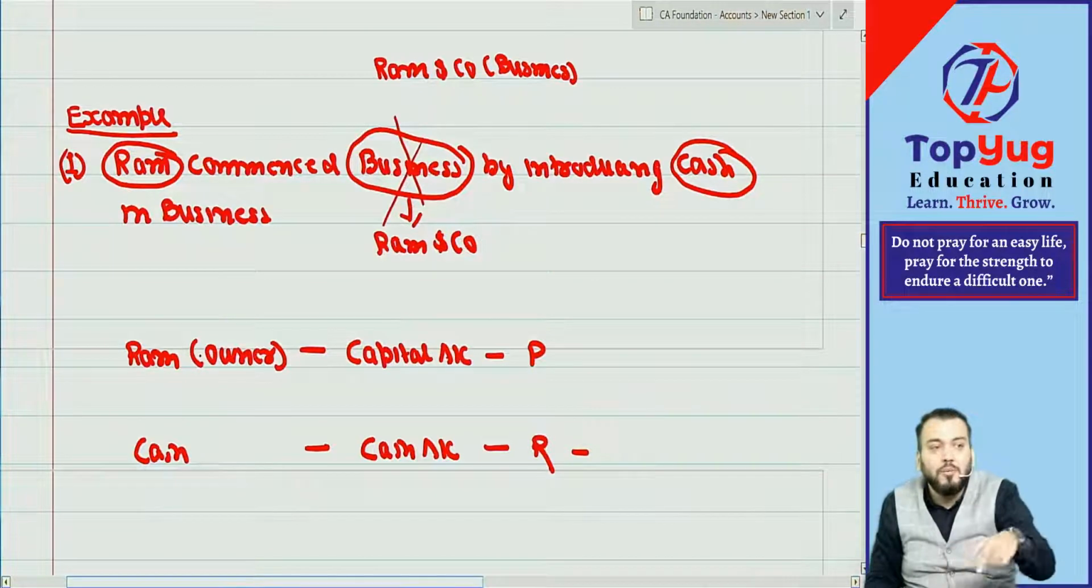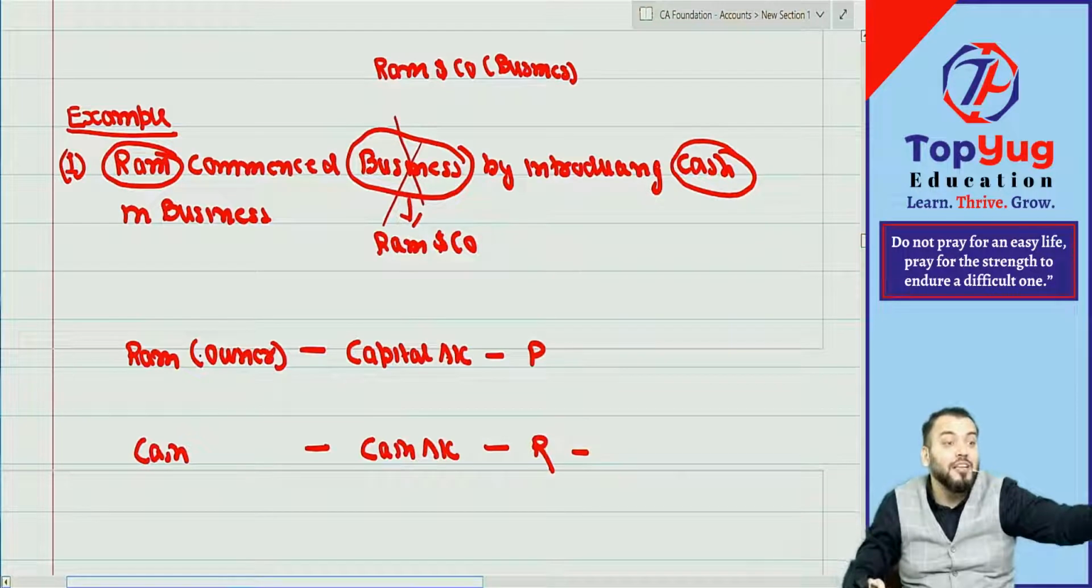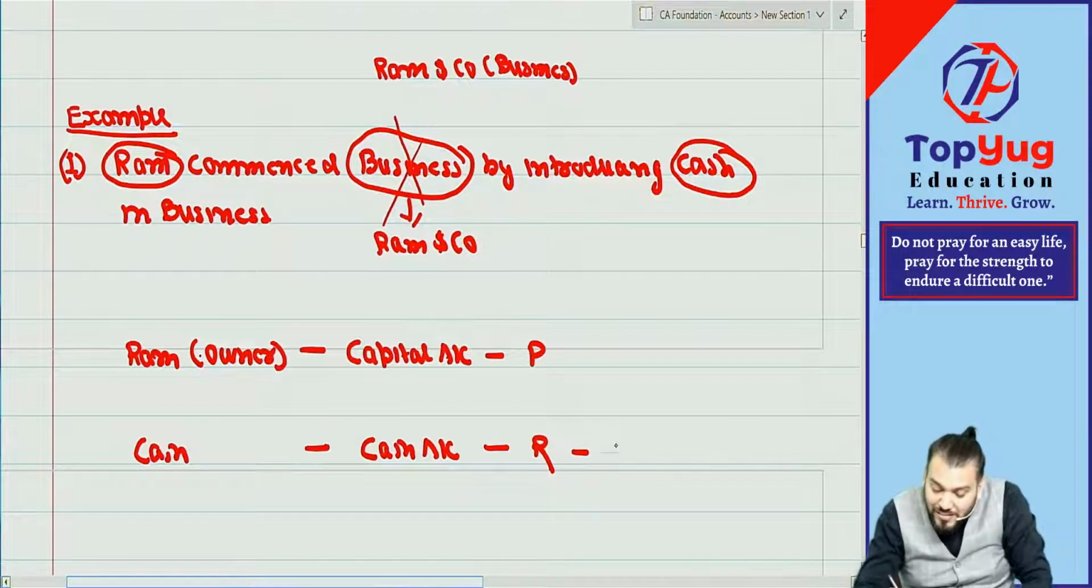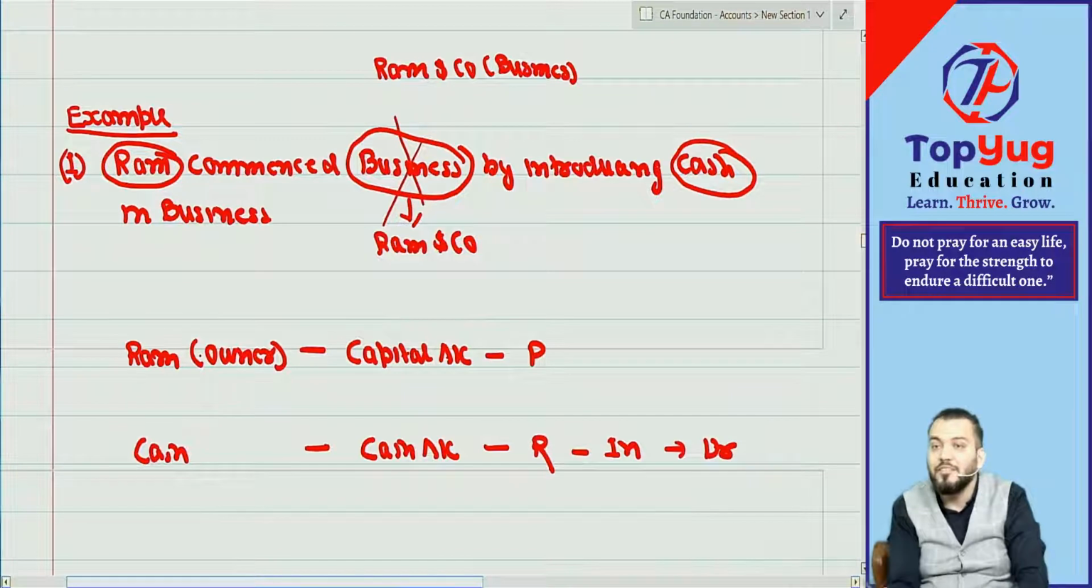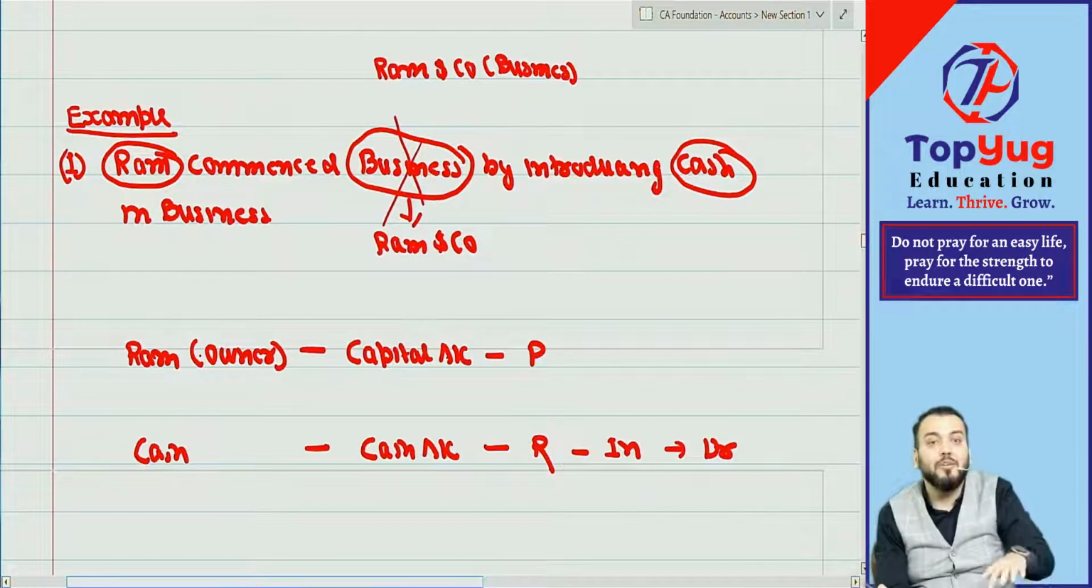Are we doing accounting of Ram or Ram and Company? Ram and Company. So we will not think from Ram's point of view, we will think from Ram and Company's point of view. Understood? So can you say it is coming in? Coming in means debited. Yes or no? DR means debit. Correct.